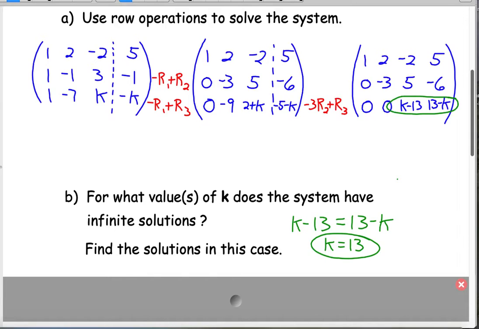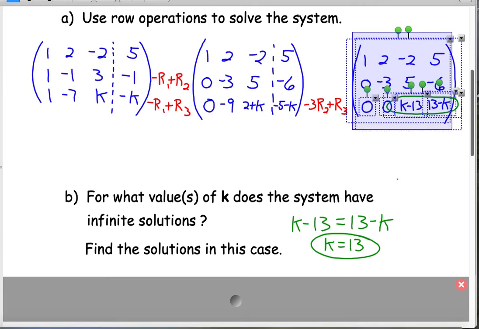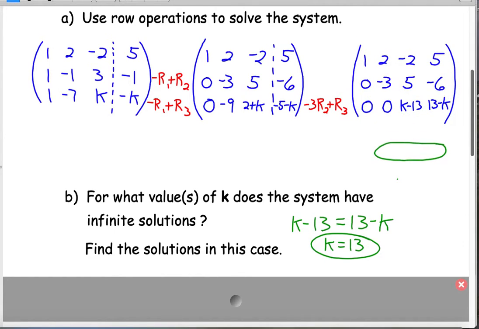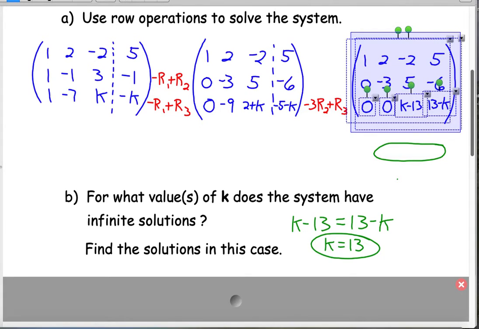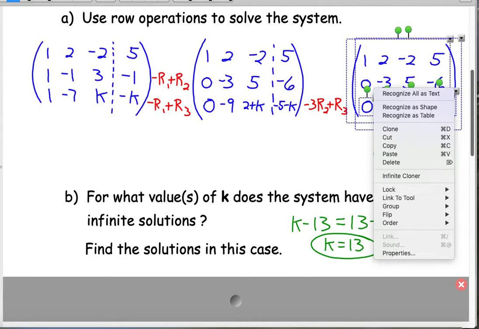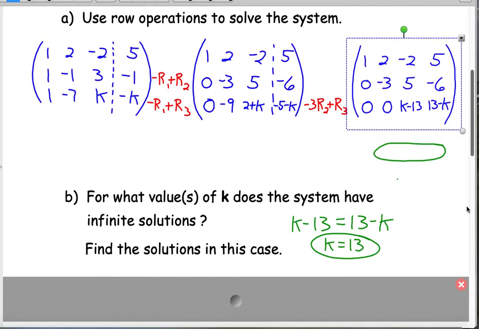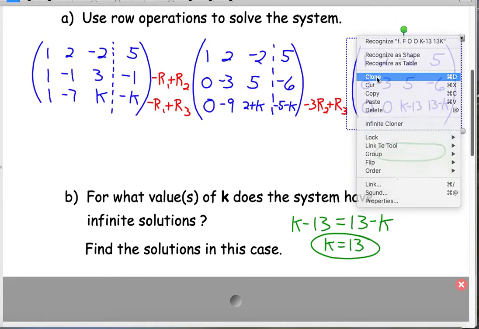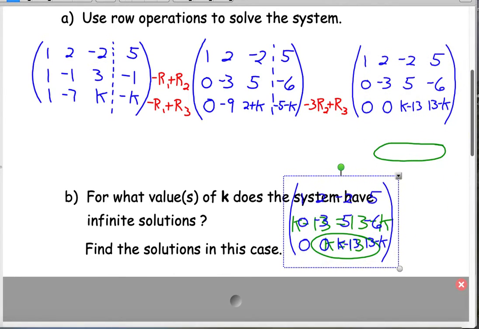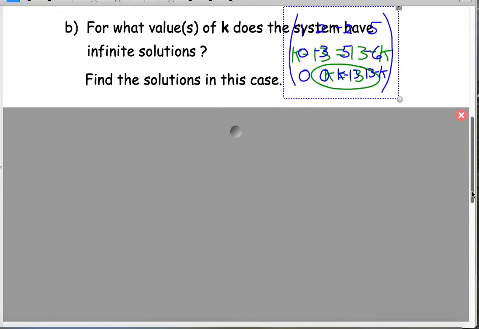So let me copy this. First, let's move that out of the way. All right, let me group all this. And then let's clone it. Science before your eyes.